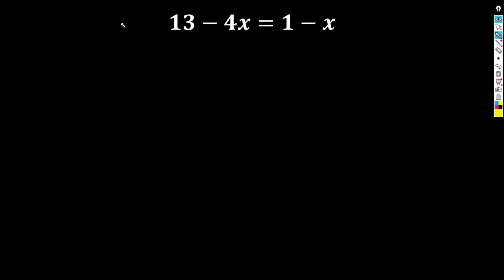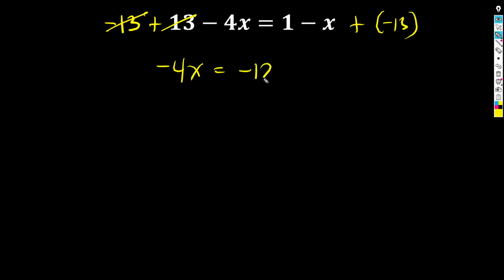Let's remove the 13 first. I add negative 13 to both sides of the equation, negative 13. That cancels out its pair 13 on the left, leaving me with negative 4x on the left. And then you have your 1 plus negative 13, that's a negative 12 minus x.